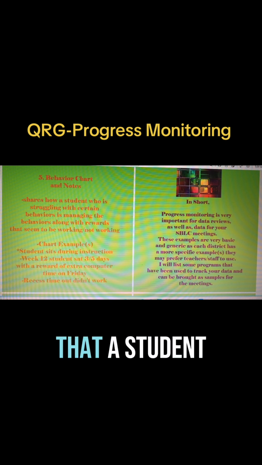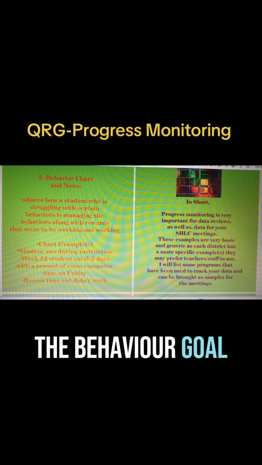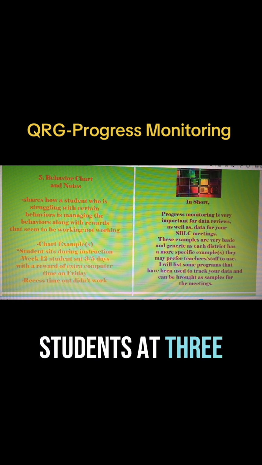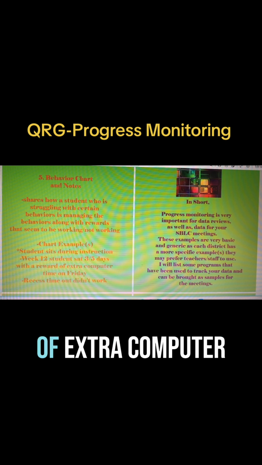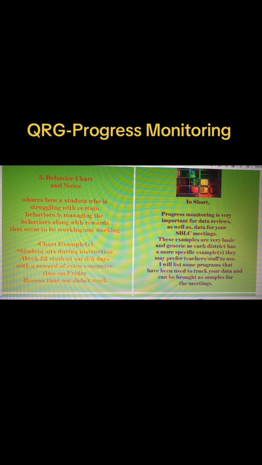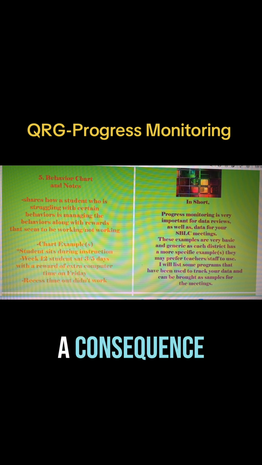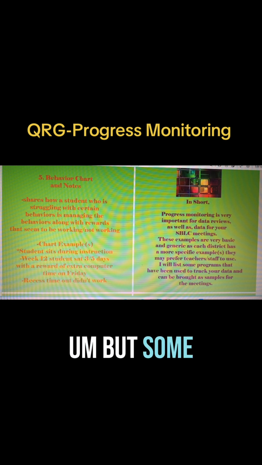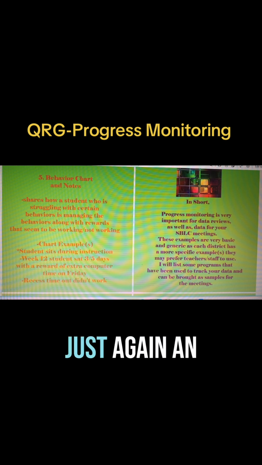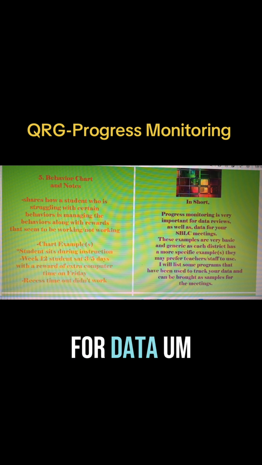An example of that, a student sits during instruction. That might be the behavior goal. Week 12, students sat 3 out of 5 days with the reward of extra computer time on Friday. Recess timeout didn't work. Now, in many school districts, they don't allow for you to take recess away from a student as part of a consequence, but some school districts do. So this is just, again, an example that has been used previously for data.